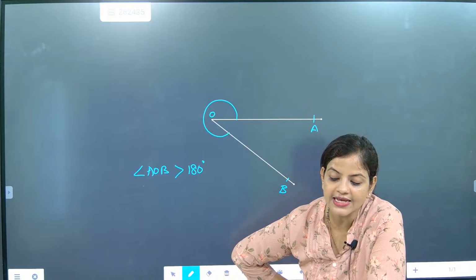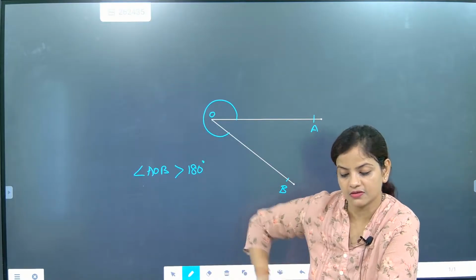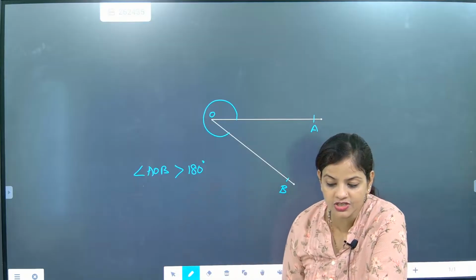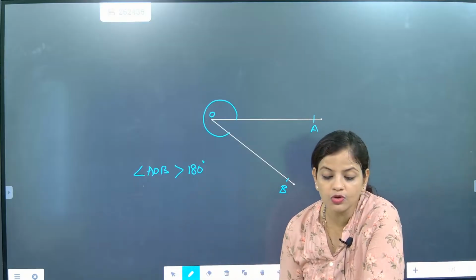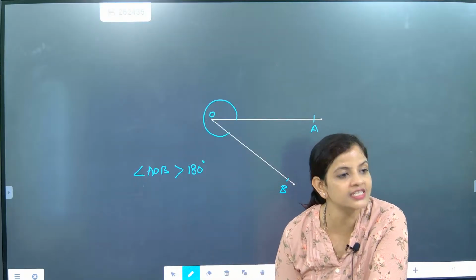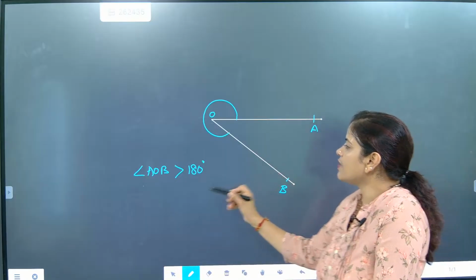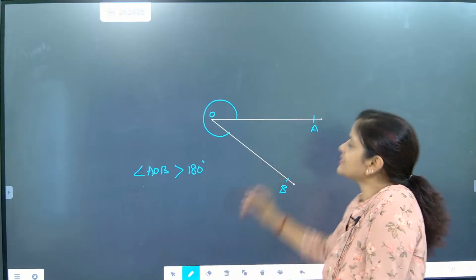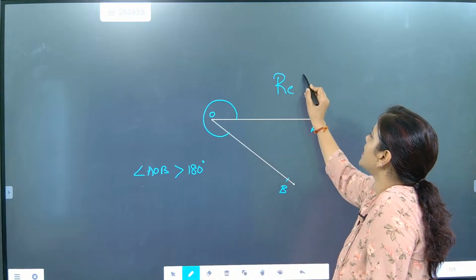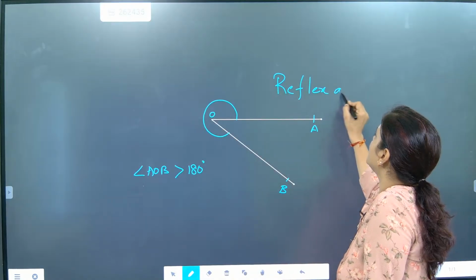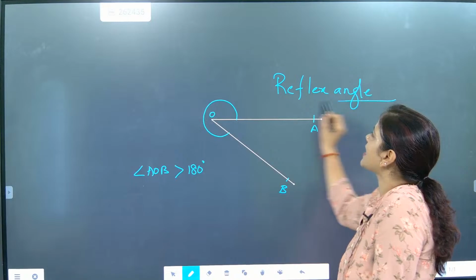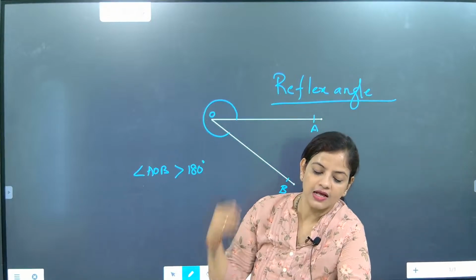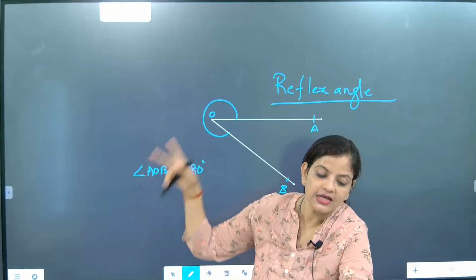Understood? It is exactly considered as what? More than 180 degree, less than 360 degree. Understood? Absolutely correct. Now, more than 180, less than 360 degree, it is considered as reflex angle. What word are we going to say? Reflex angle. So reflex angle is exactly the angle coming between more than 180 and less than 360.